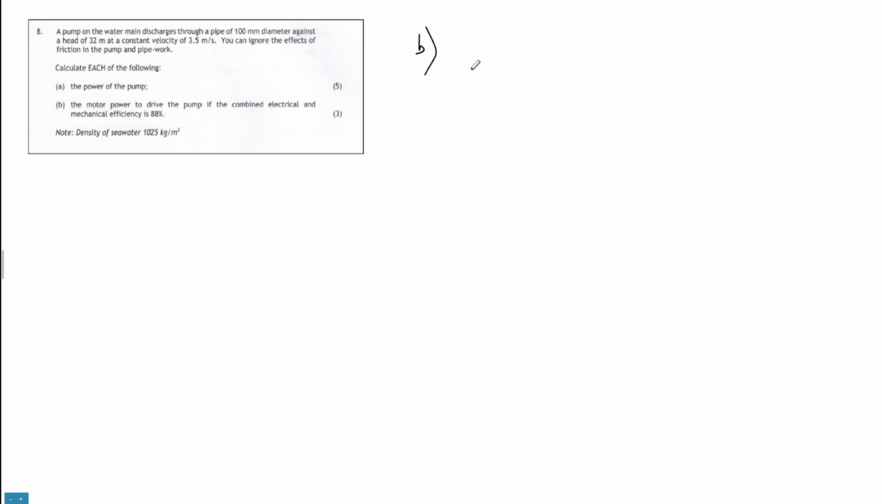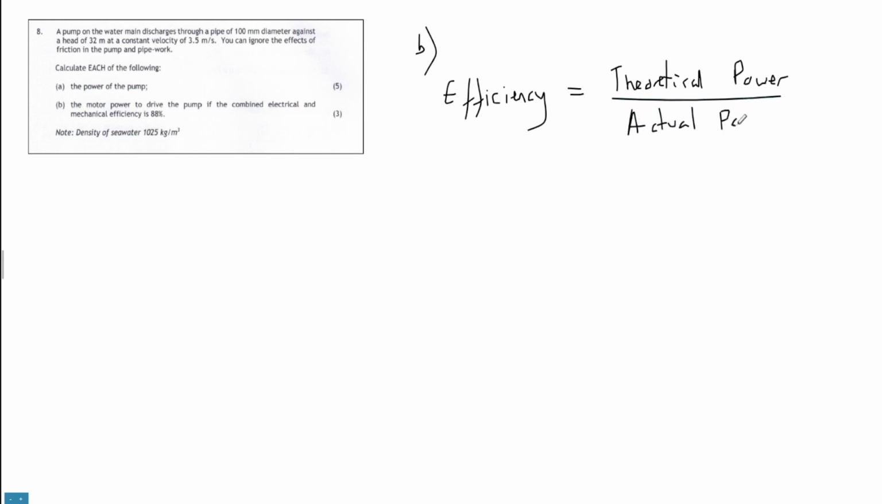The way I think about efficiency, the problem is there are a lot of different types of efficiency for different calculations. Generally, efficiency is, I can't spell efficiency. I was trying to hide that because I can't spell to save my life. Okay, efficiency is going to be the theoretical power required to do that job divided by the actual power required to do that job.